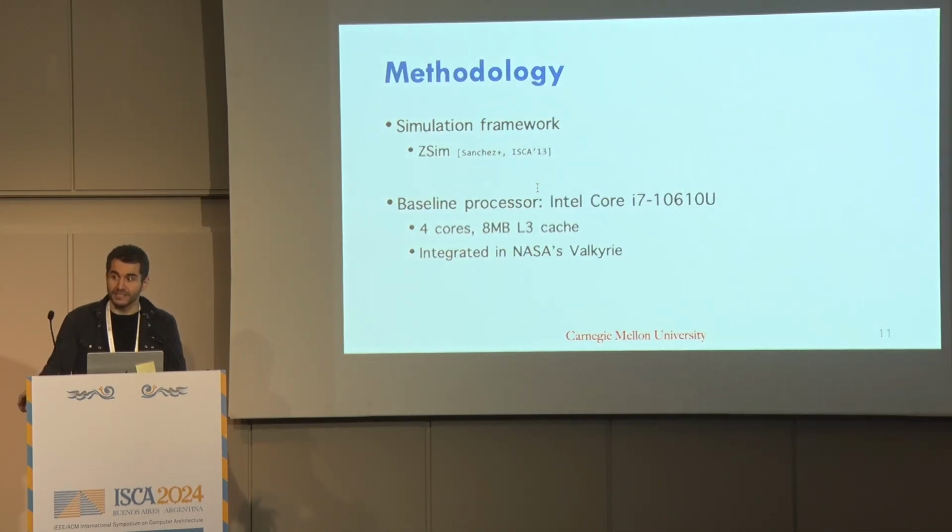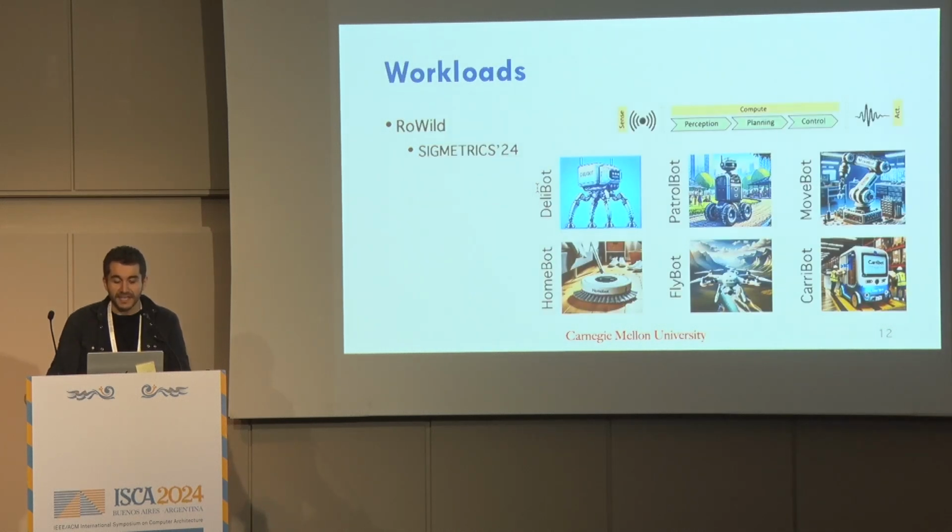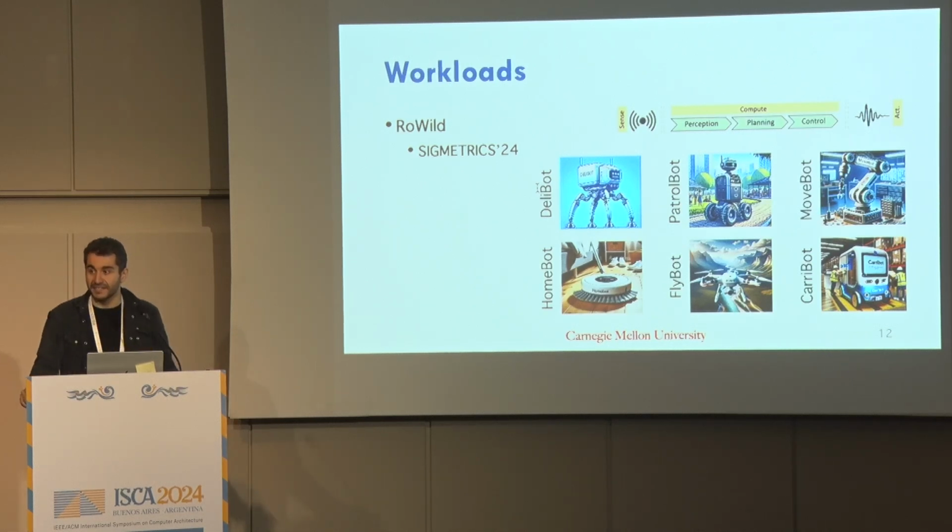Our methodology involves modeling a baseline processor in a simulation framework. For this purpose, we use Intel Core i7, which is the processor used in NASA's Valkyrie robot. It includes 4 cores and an 8 megabyte last level cache. And then we choose to use RoWild as our workloads. RoWild is a recent workload suite. It targets different robotic applications. It models their end-to-end functionality, the entire software pipeline, and it models robots with different missions. Their names suggest those missions, like Delibot performs delivery, Patrobot performs patrolling, and so forth.